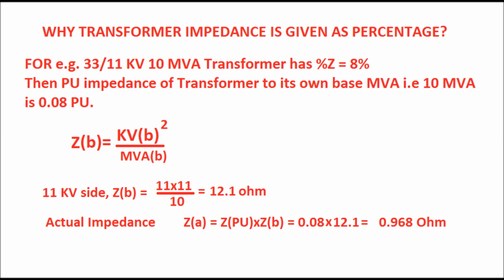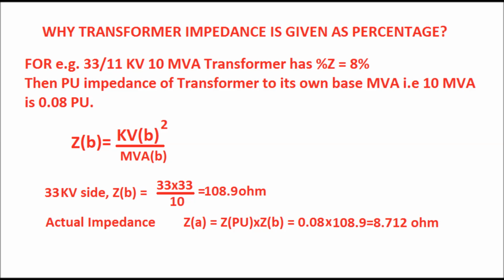Now the Z base, the base value of the impedance, is equal to kV base squared divided by MVA base. With respect to the 11 kV side, the base value of the impedance is equal to 11 into 11 divided by 10, which comes as 12.1 ohm. So the actual impedance with respect to the 11 kV side comes as Z per unit into Z base, which is equal to 0.08 into 12.1, which comes as 0.968 ohm. So this is the impedance of the transformer with respect to the 11 kV side.